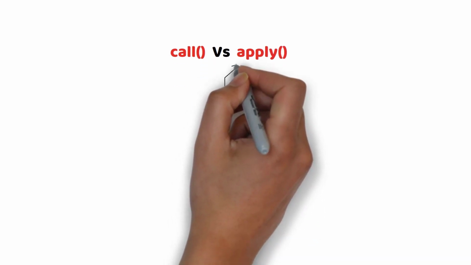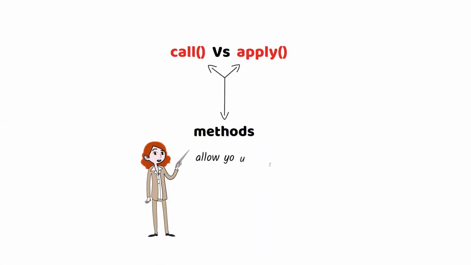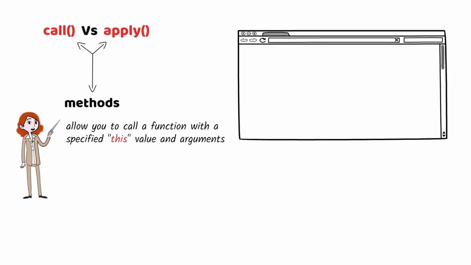In this video, we are going to talk about the difference between call and apply in JavaScript. Now both call and apply are methods that allow you to call a function with a specified this value and arguments. Now let's take a look at how they work.